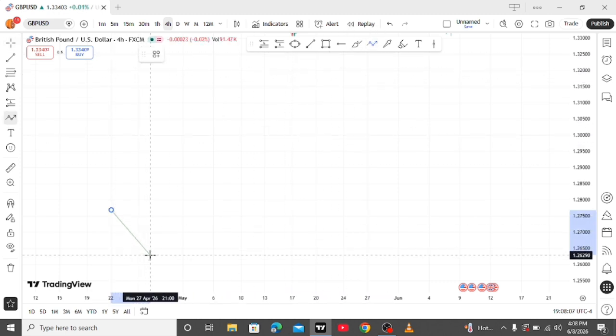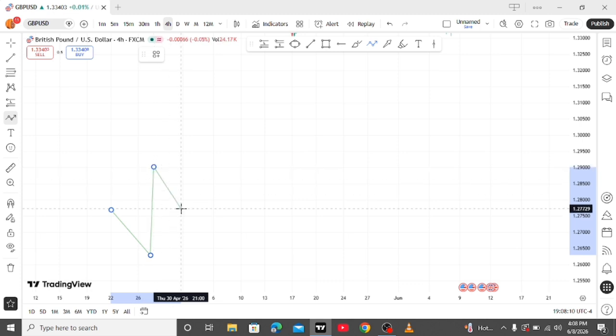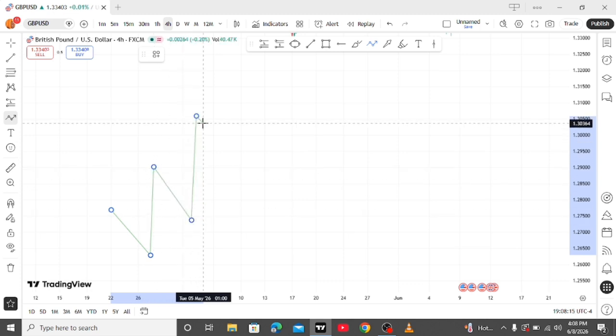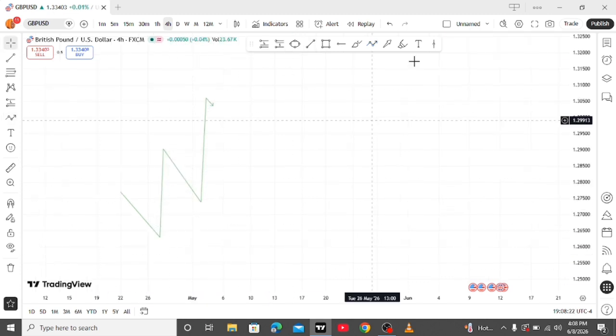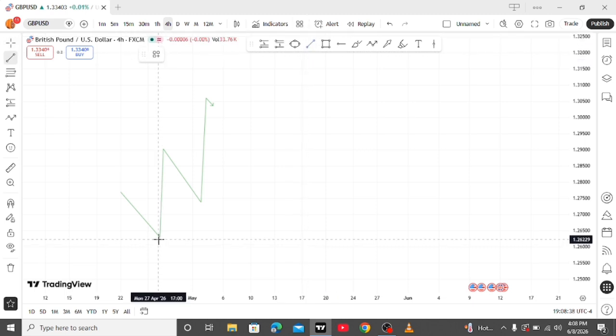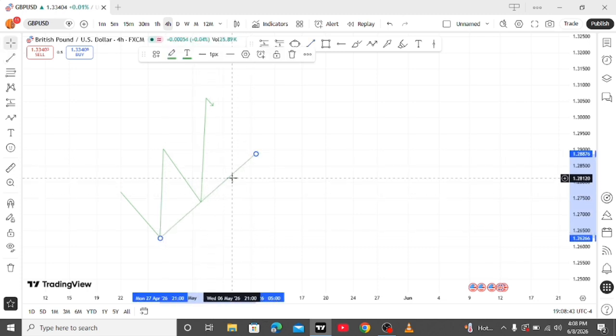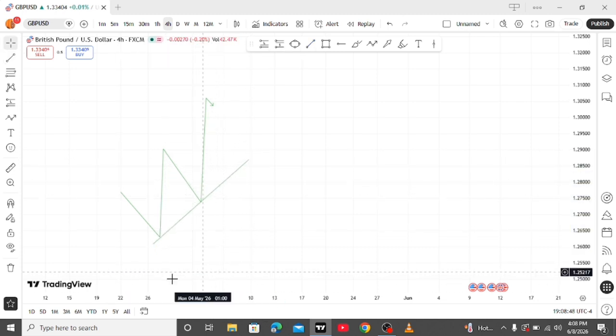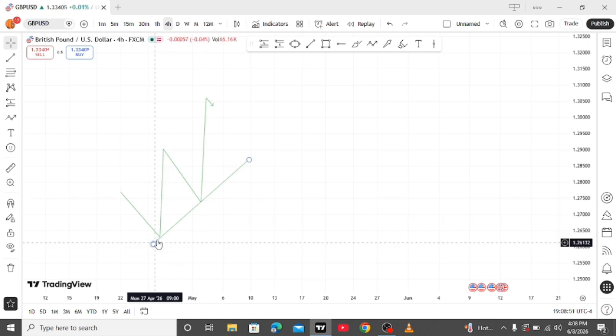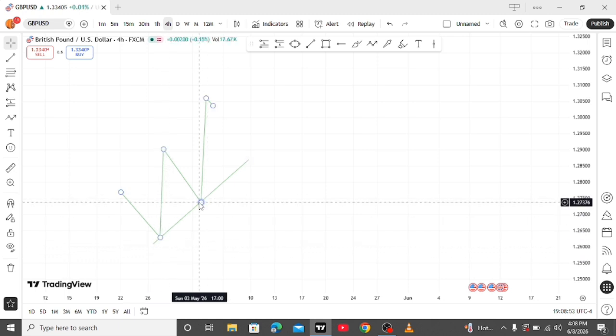So the market goes down, goes up, goes down, goes up. At this point, when we see something like this, this is where we mark out our trend line. As you can see, it's called trend line. This is where we mark out our trend line to give us these two touches. This is the first touch and this is the second touch, the first touch of the trend line, the second touch of the trend line.